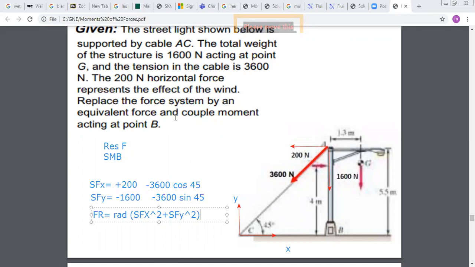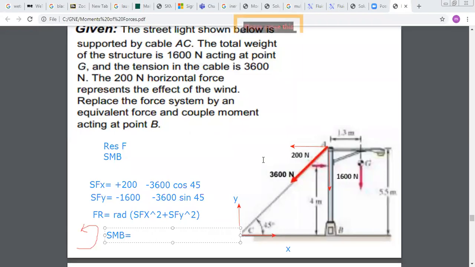So now, since they told me to reduce to point B, the second step is to find the sum of moments about B. Because it's a 2D problem, my moment is along plus k or minus k, so no need to put it as a vector. I will choose a positive direction, clockwise or counterclockwise. For example, I select the counterclockwise direction as positive. And now I will see what are my positive moments and what are my negative moments. Sum of moments about B equals.